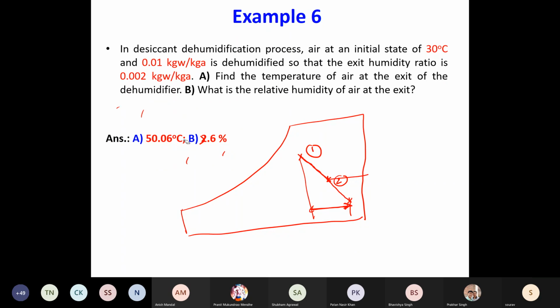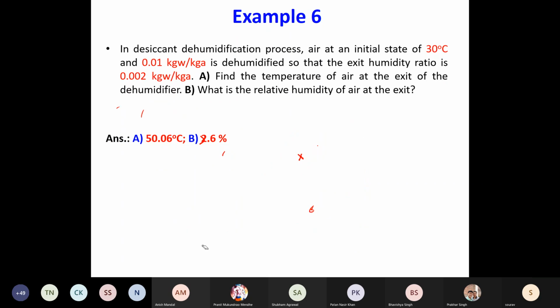So the solving part is again very simple. You just follow an isenthalpic process line. Incoming air state is given as 30 degrees and the moisture content is given as 10 grams of water in 1 kg of air. So W1 is given. And it is dehumidified so that the exit humidity ratio is only this much. It's 2 grams. So 10 grams to 2 grams, it has reduced by 8 grams. So find the temperature of the air at the exit.